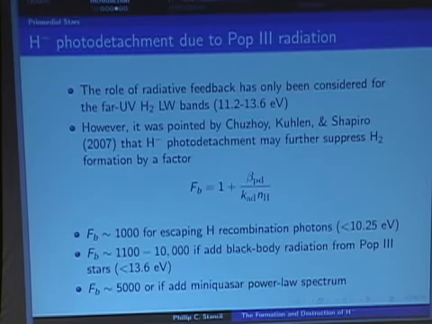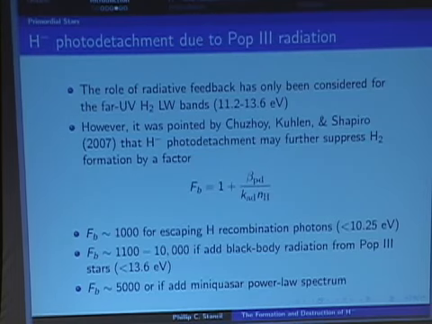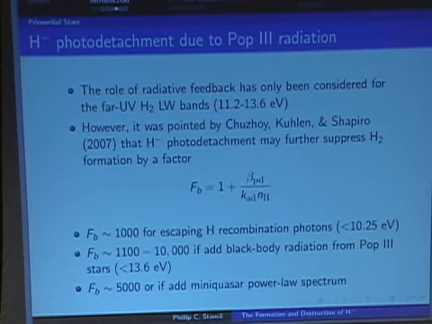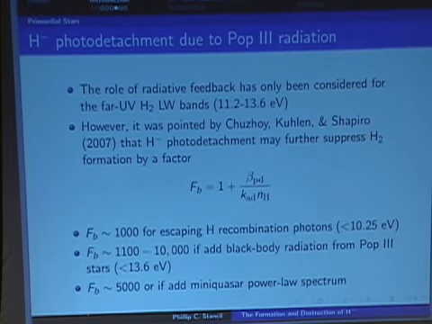And then they looked at another type of object which is believed to be formed early on, a mini quasar. And mini quasars have a different type of radiation distribution, usually adopting a power law spectrum. And if you consider the mini quasars, the suppression factor is about 5,000.